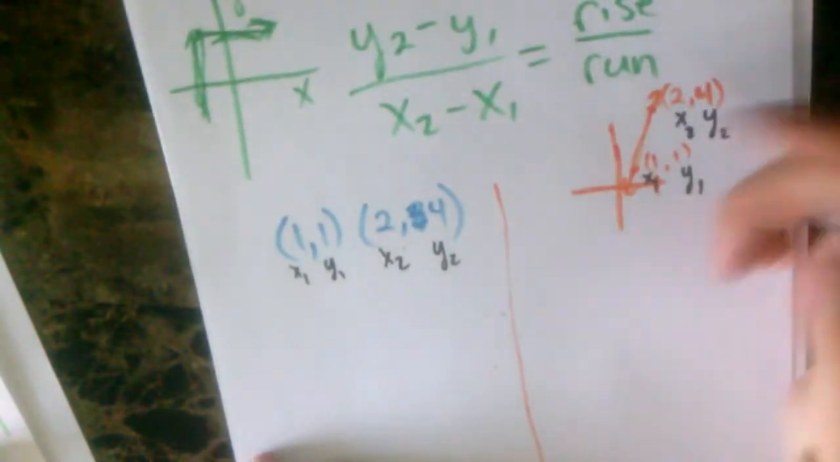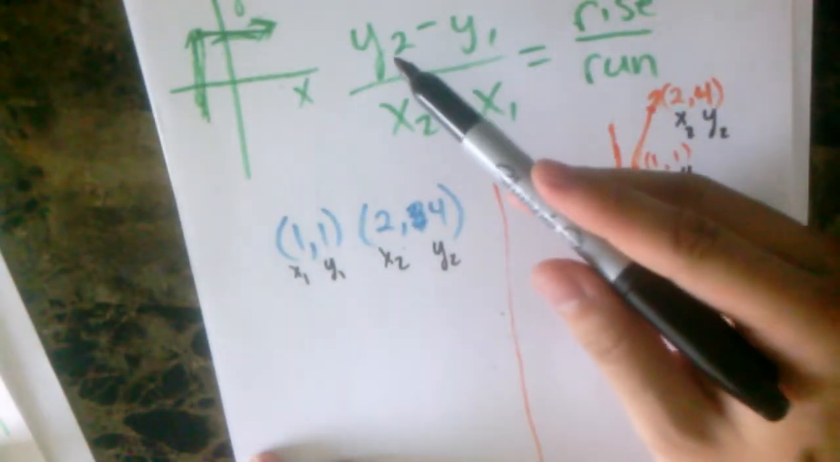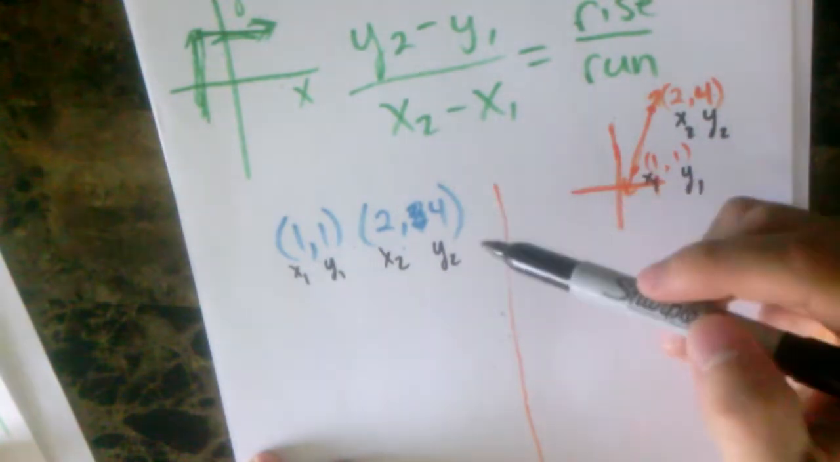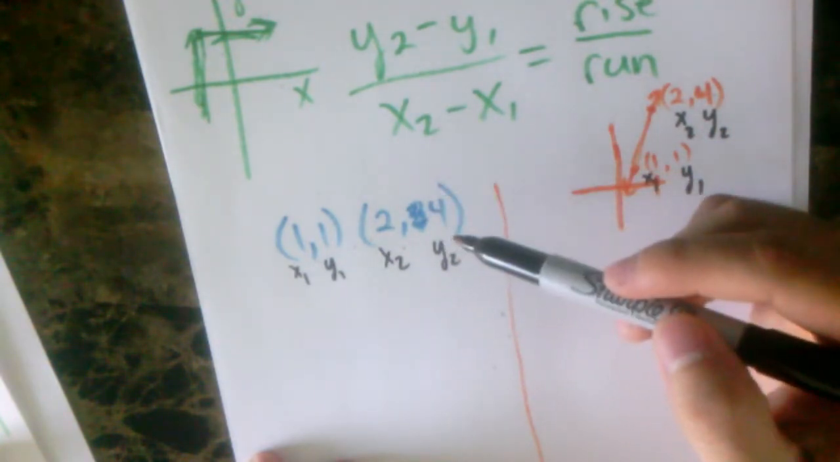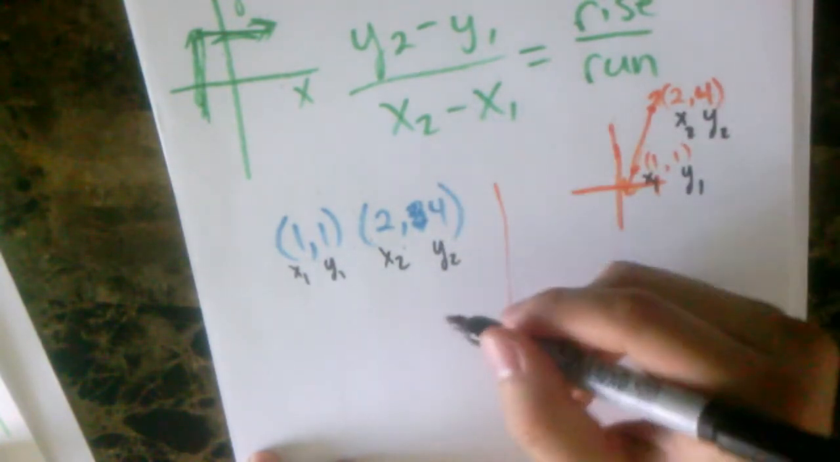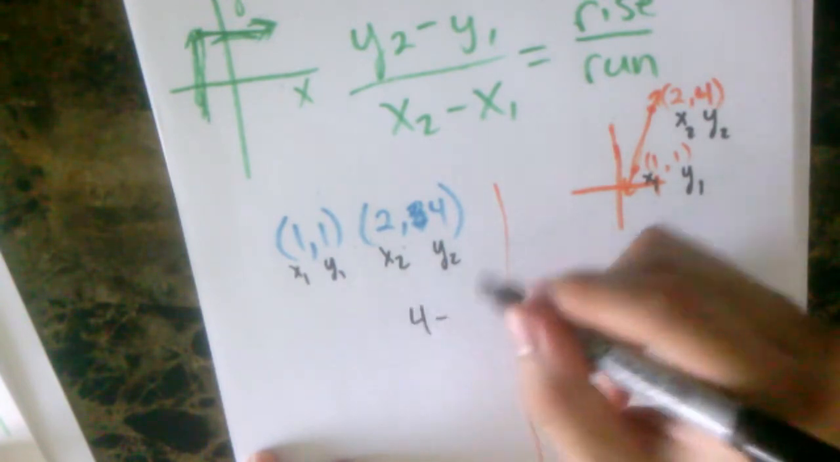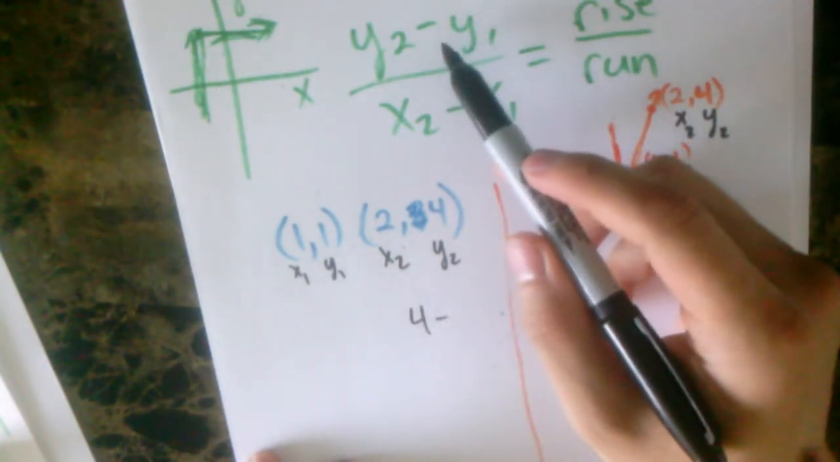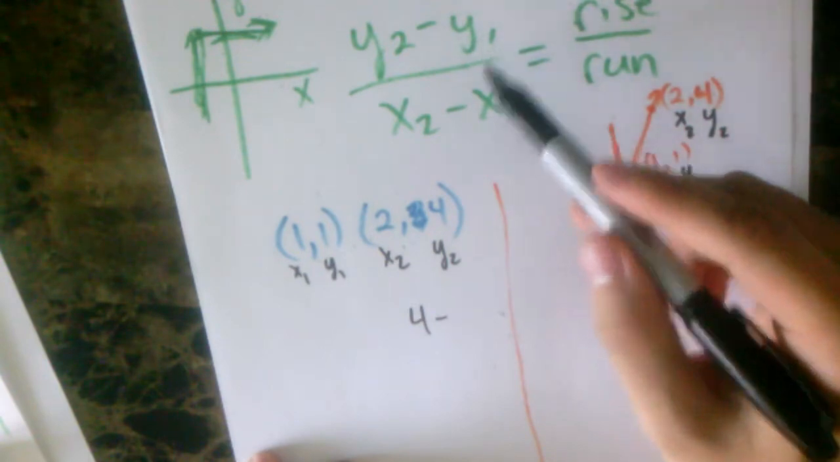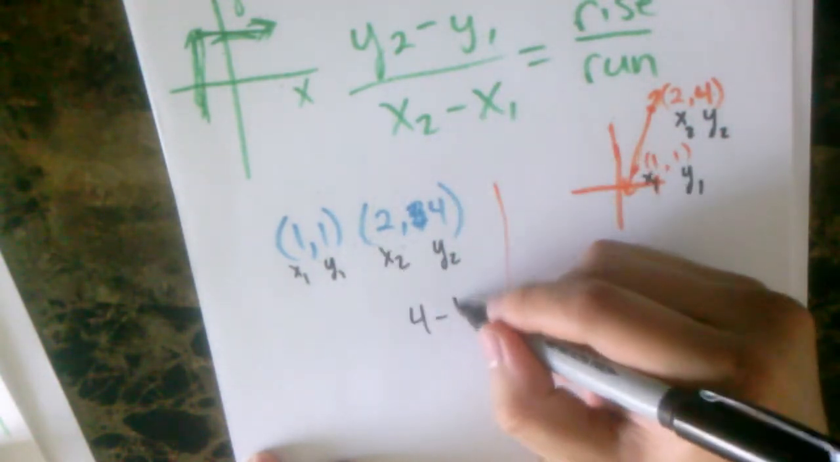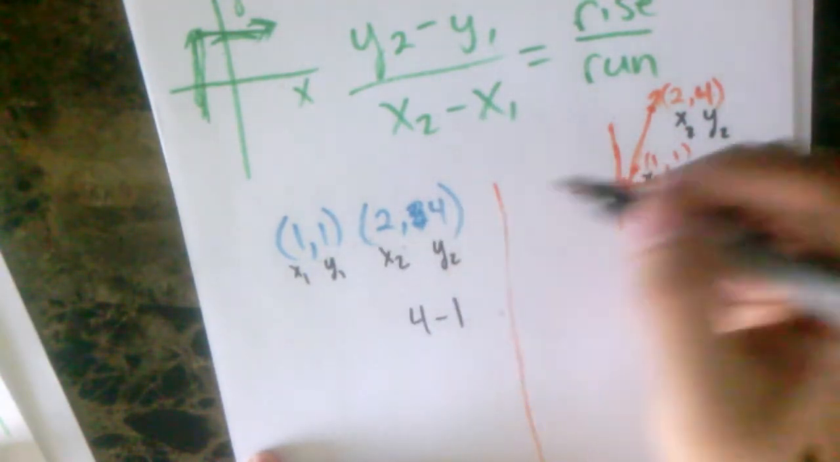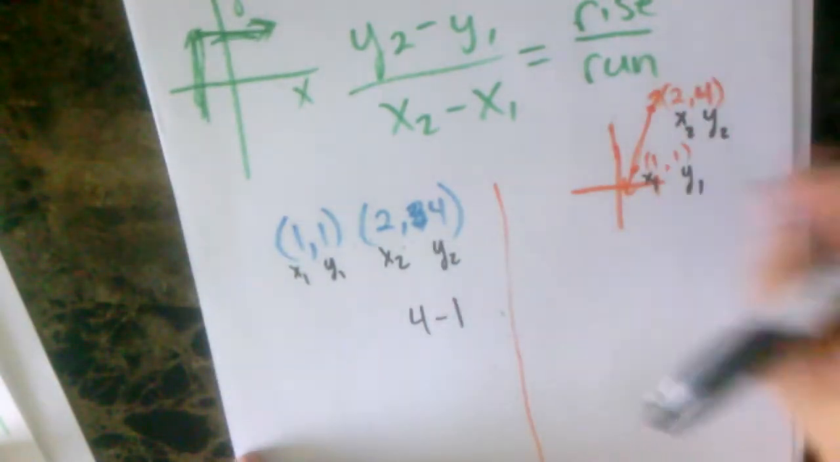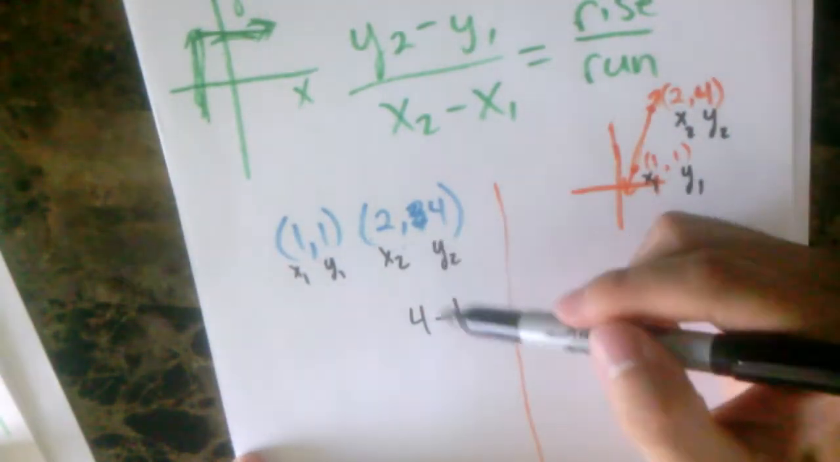So remember, we're going to use our formula. The first thing you're going to write is y2. Let's go and find y2. You labeled 4 as y2. So just 4. Don't forget your minus sign. And then y1. y1 was just 1. So 4 minus 1.